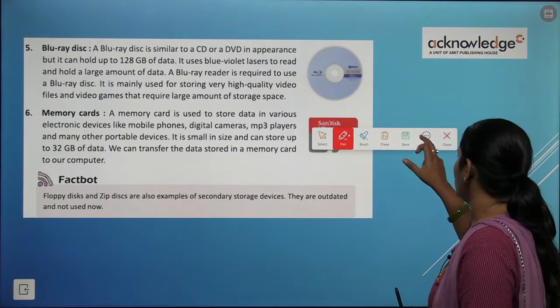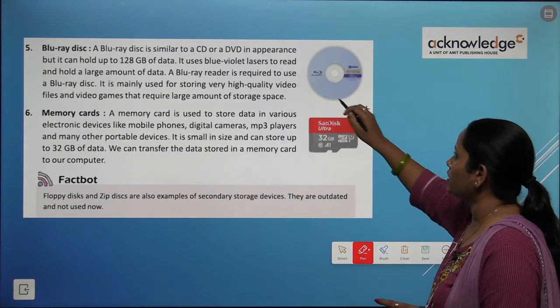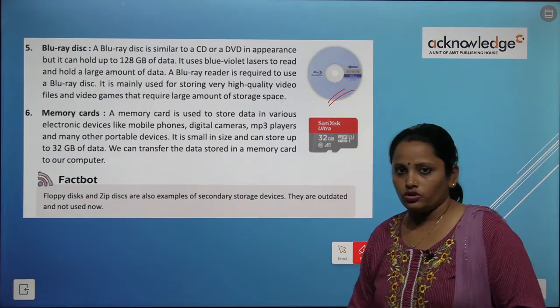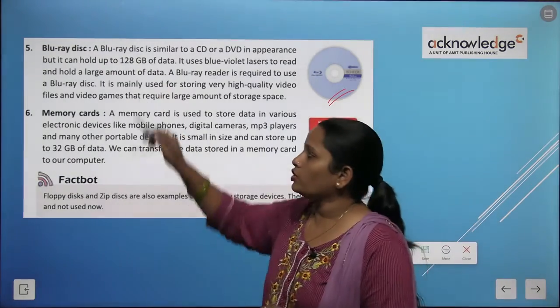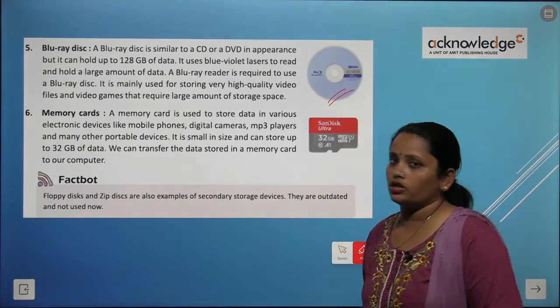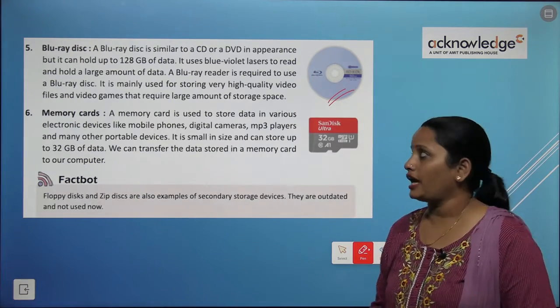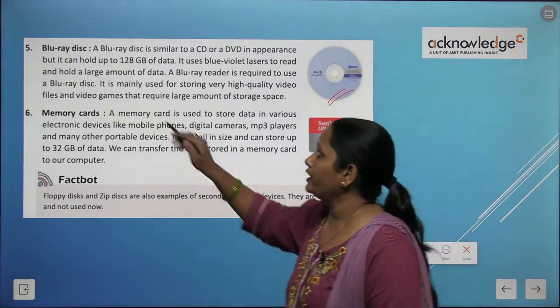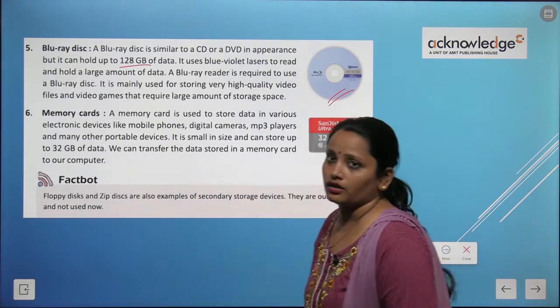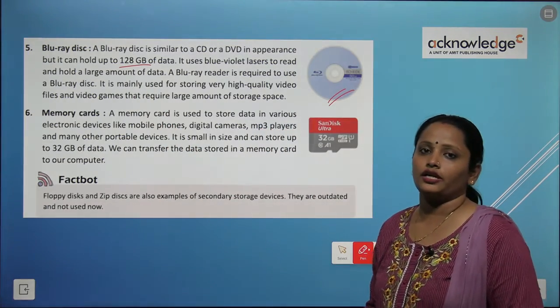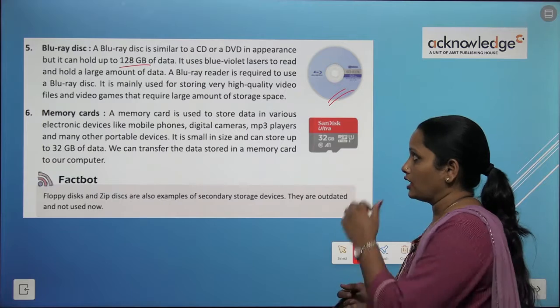Next comes the Blu-ray disc. Here you can see this disc looks a little blue in color. So this is a Blu-ray disc. A Blu-ray disc is similar to CD or DVD in appearance, but can hold up to 128 GB of data. So it can store up to 128 GB of data inside it.